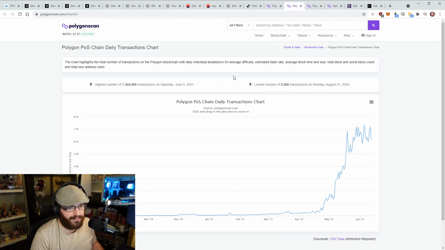The other stat here is the daily transactions chart. Now, I was explaining just before how when you look at the amount of transactions on different networks, you'll see more for the networks that have larger blocks and a larger block gas limit.